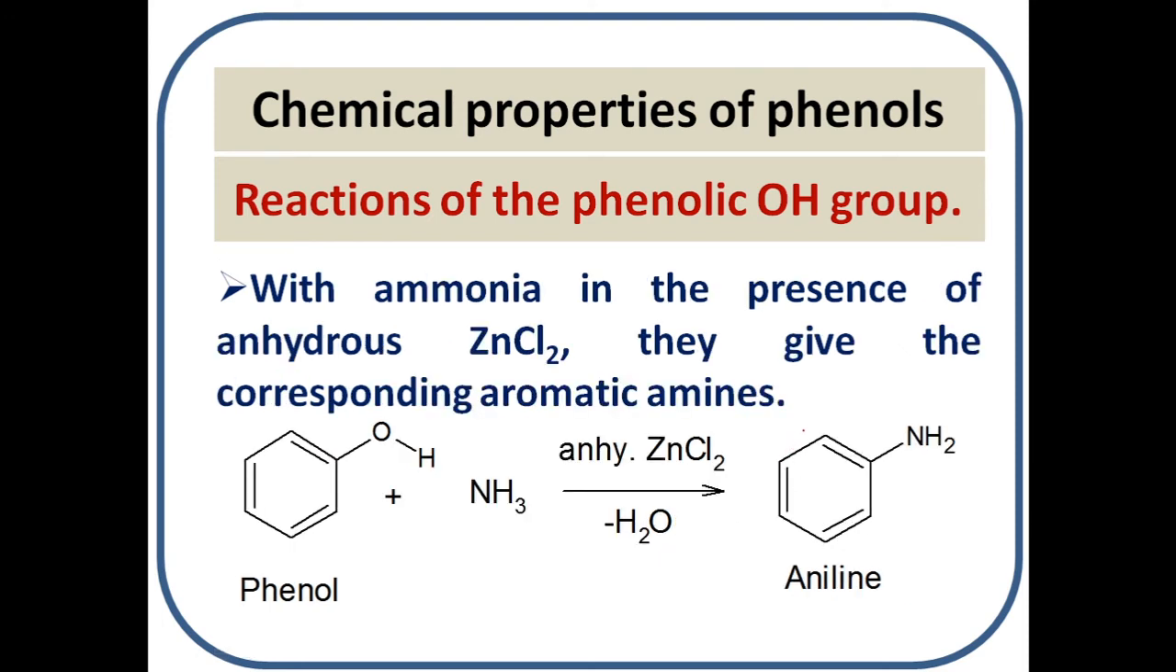Next reaction is with ammonia in the presence of anhydrous zinc chloride. We know that anhydrous zinc chloride is a dehydrating agent. So with ammonia, the reaction takes place like this. Ammonia may be represented as H-NH2, and therefore in the presence of dehydrating agent, water will be liberated in this way, and therefore the remaining NH2 part will be added to the aromatic nucleus to get aromatic primary amines. So if we take phenol, we will get aniline.